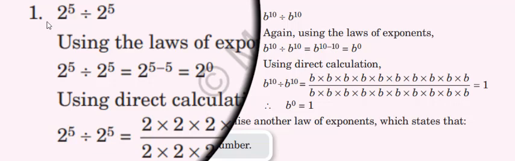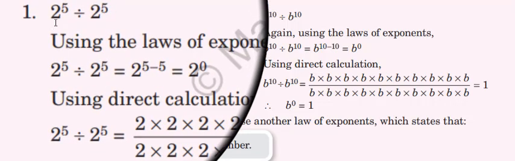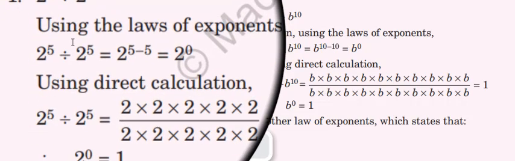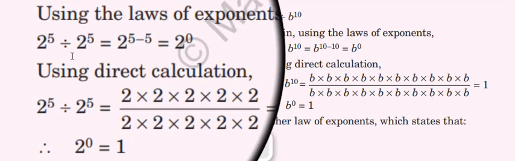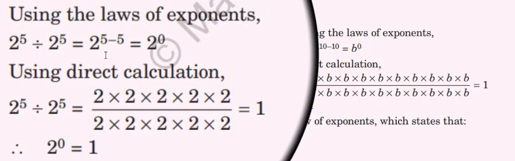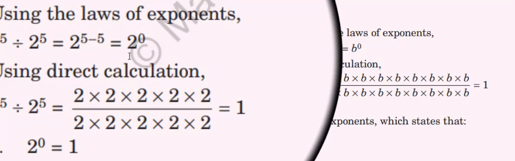So students, now let us see some of the examples once again. Here 2 raised to power of 5 divided by 2 raised to power of 5. Now using the law of exponent, as we have studied the second law, if we are getting the division sign and if the bases are same, then we have to subtract their exponents. And the result here is 5 minus 5, which comes out to be 0. So I am getting 2 raised to the power of 0.